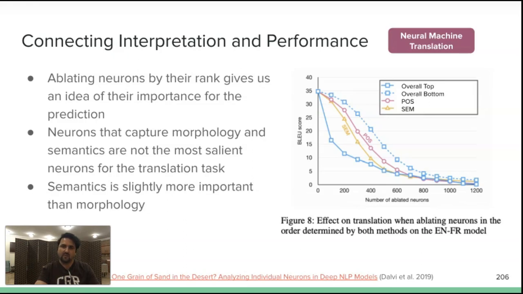neurons of the model. And what they found was that although morphology and semantic neurons are important for the task, there are other phenomena which are critical for the model's prediction, such as sentence length and punctuation neurons. With this, we would like to end this section and move on to the next section.